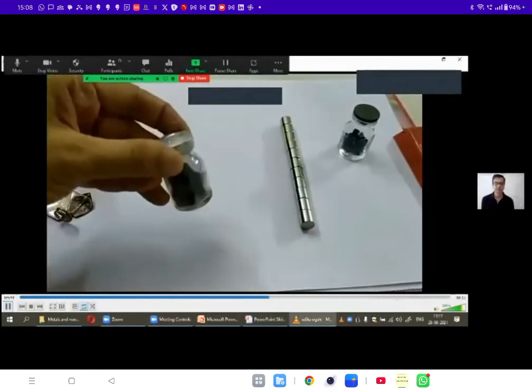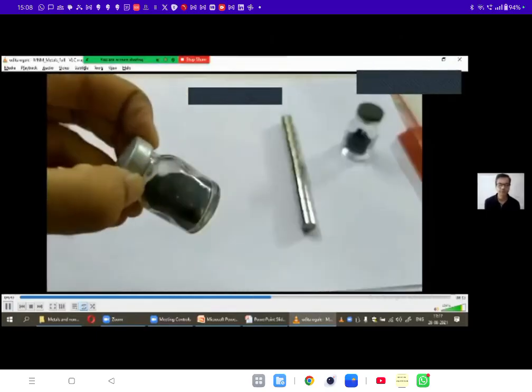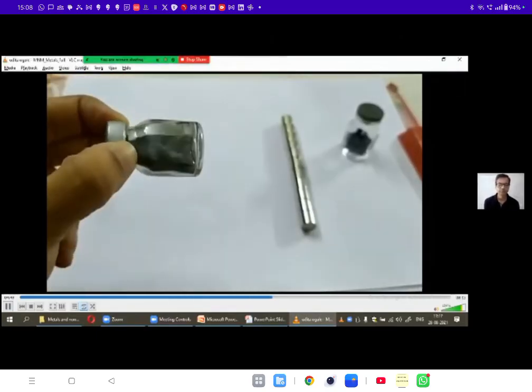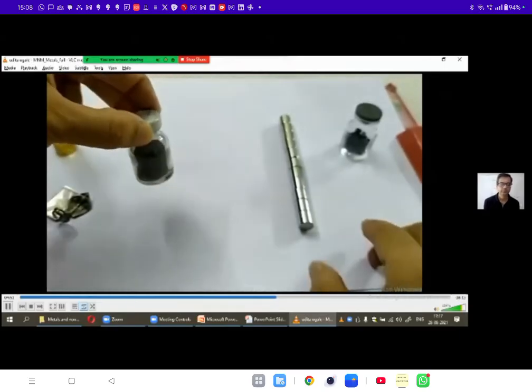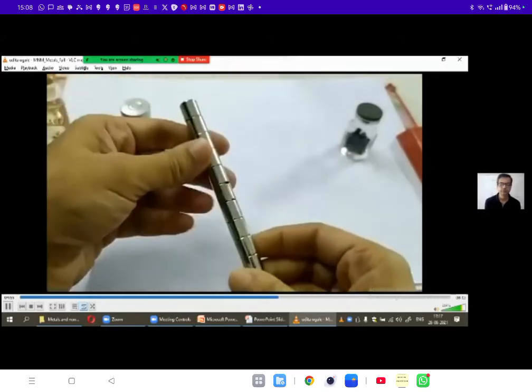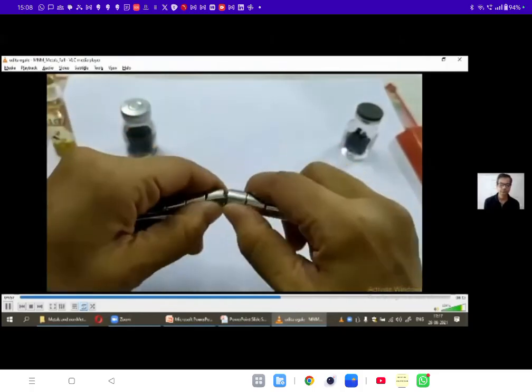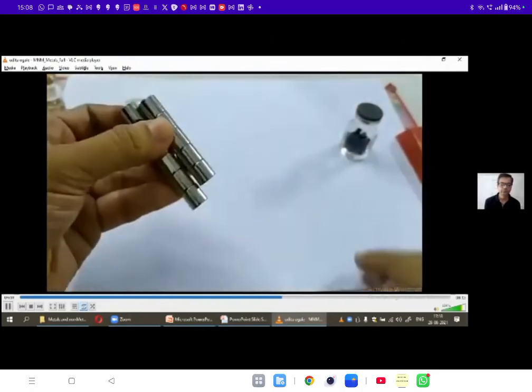This is mercury. It is liquid at room temperature, used in thermometers. This is a metal called neodymium. It is used to make very strong magnets.